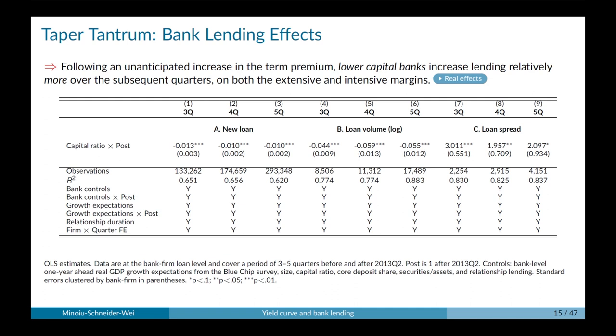And like I mentioned before, we control for a lot of different potential confounders here. So we're fairly confident that the evidence suggests that banks adjusted their lending decisions on both the extensive and the intensive margin following the taper tantrum, and the response was heterogeneous according to their leverage level.